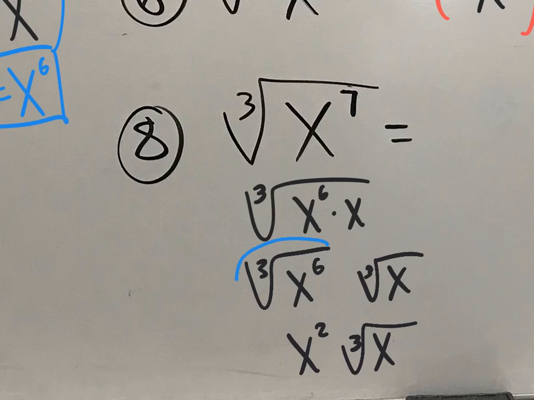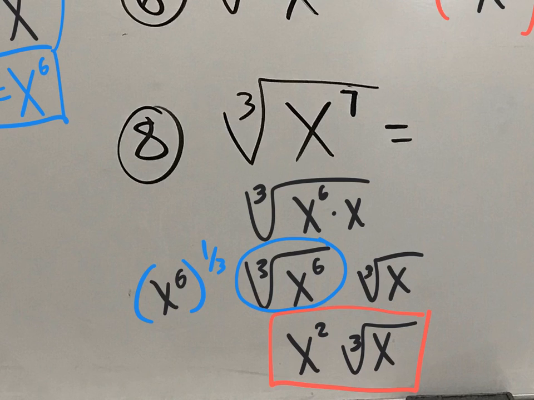So if you wanted to see the work for this, just remember the third root is the same thing as the power of 1/3. So you'd have x to the 6th on the inside, and then 6 times 1/3, that's really 6/3, it's really 6 divided by 3, which gives you x squared. And that is your final answer, number 8.